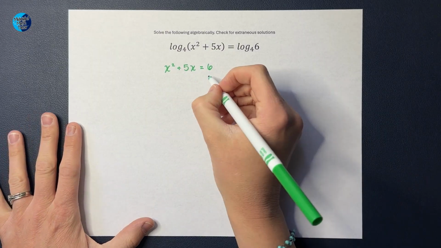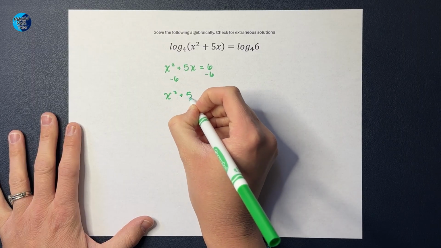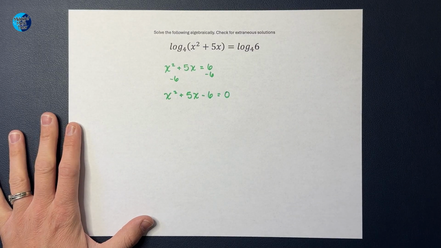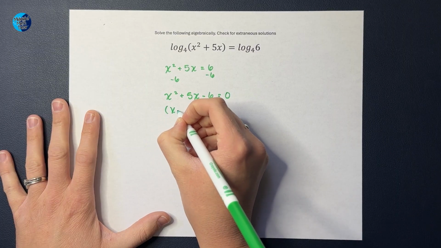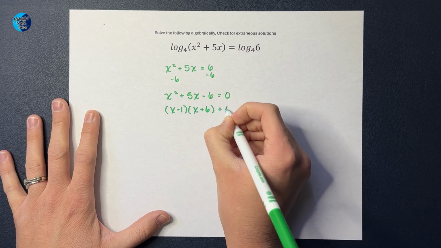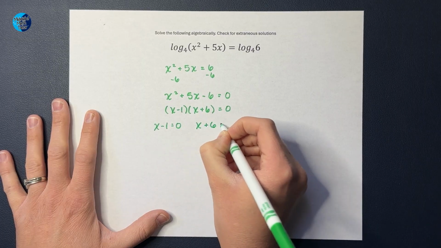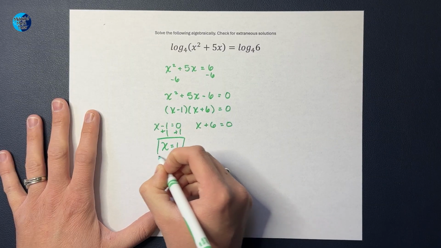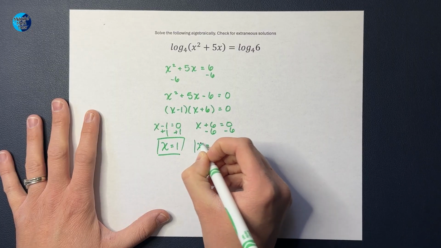Now this is again similar to the last one we did. We're going to subtract 6 from both sides. Get x squared plus 5x minus 6 is equal to 0. And now we're going to factor again. So when I factor this, I'm going to have x minus 1 times x plus 6 is equal to 0. Now I can go ahead and set those each equal to 0. Add 1, I get x equals 1. Subtract 6 from both sides and get x equals negative 6.